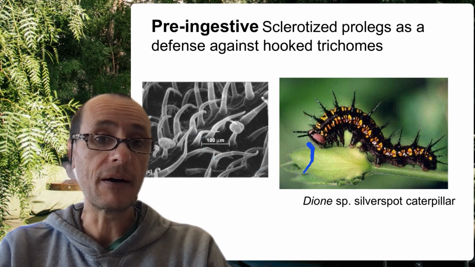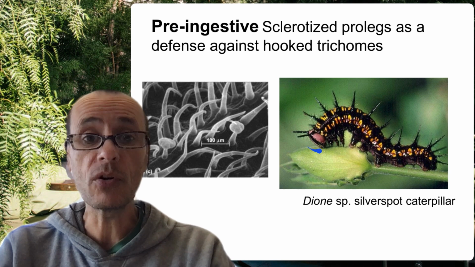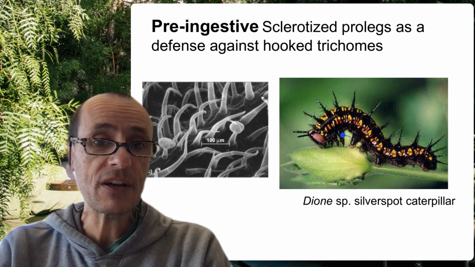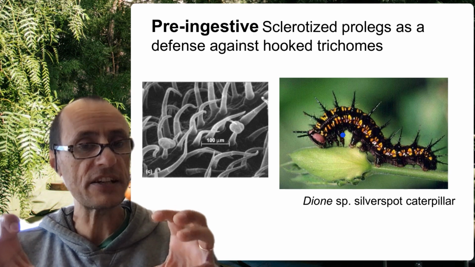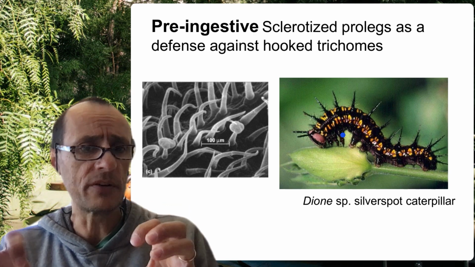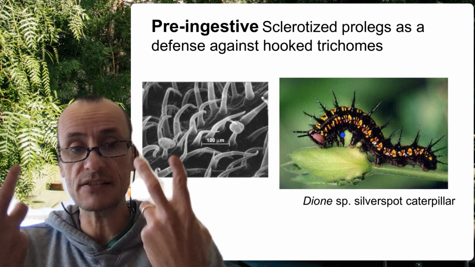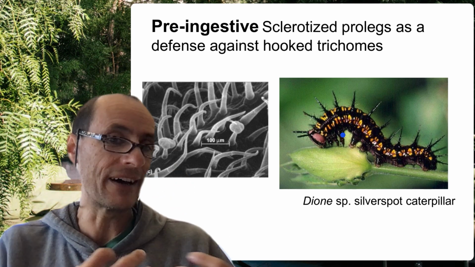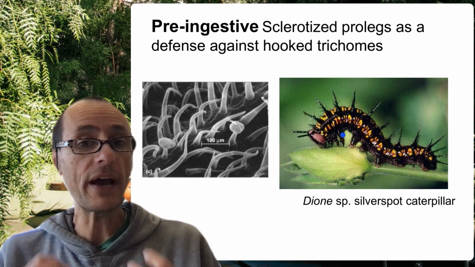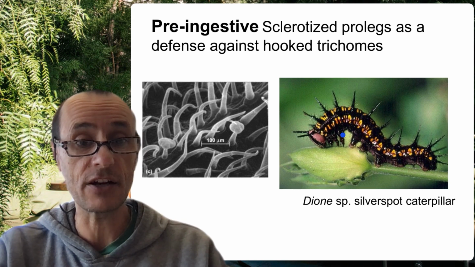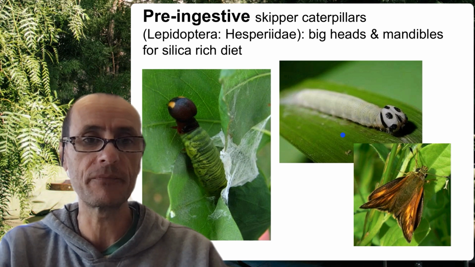There are some caterpillars, for example, such as this one here, that have very sclerotized prolegs that allow them to basically have an armor so that they don't get damaged by these hooks. So having a hard external outer shell, unlike the soft-bodied aphids, is a way in which these insects can access these plants that otherwise could be quite damaging to them.